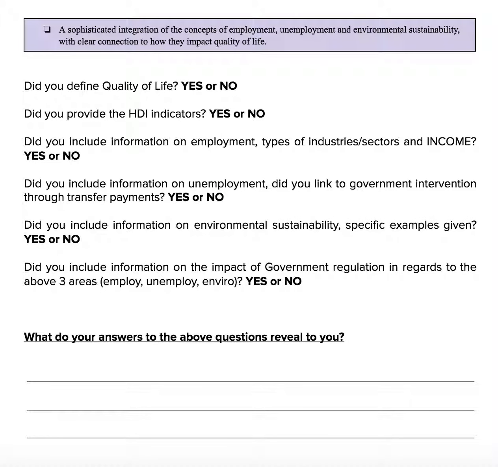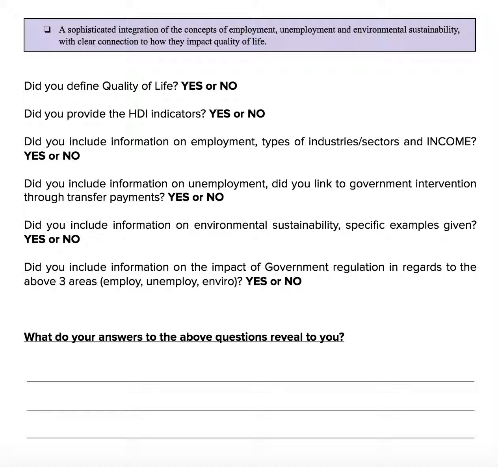Okay, the next part was looking at your 3 areas, and you will see on your marking criteria that I have circled employment, unemployment, and environmental sustainability separately. Some of you did a great job of all 3, where other people did a fantastic job of one, yet another one wasn't as strong. So I've tried to show you that in the marking and through that marking criteria.